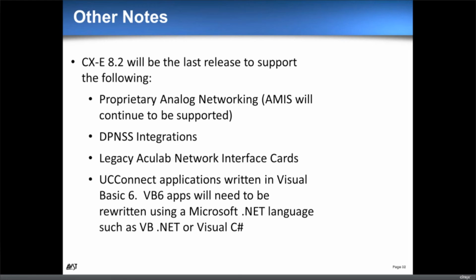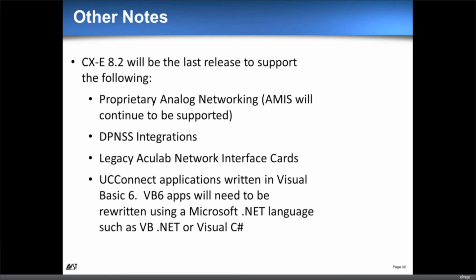Just a couple of things, and the reason we do this is we have a lot of existing customers who look at these webinars to sort of keep current. So I'm using this opportunity just to let you know that the 8.2 release that we have out now will be the last one to support some of the older legacy functionality. So the very old proprietary networking that we have, dial-up networking will go away, although Amos will still be there for customers who absolutely have to have something. The DPNSS integrations will be gone, but we have QSIG or CAS integrations to replace them. The older legacy Aculab cards won't be supported as we go forward, but we have other cards to replace those.